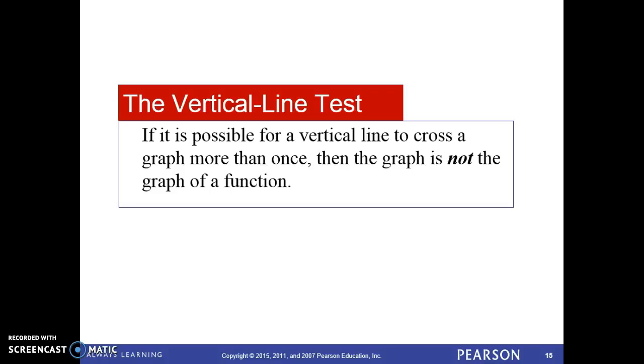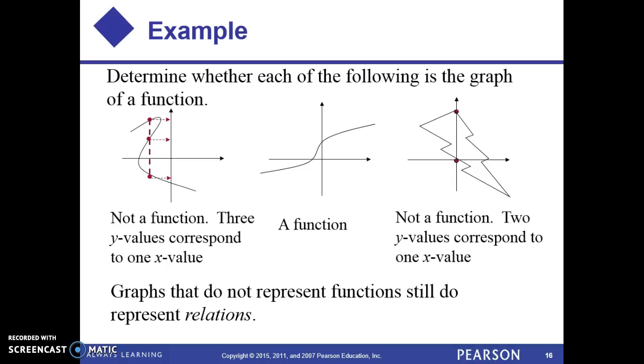So your book gives you several examples, and here's some in the PowerPoint. Notice on the first one, that up and down line can cross up to 3 times in one spot. So that is not a function. However, on the second one, we can move that line anywhere along that graph and it only crosses once. So that is a function. The third one is one where you can put an up and down line and we're going to cross more than once. So that one is not a function.